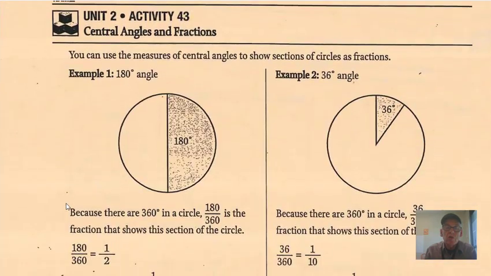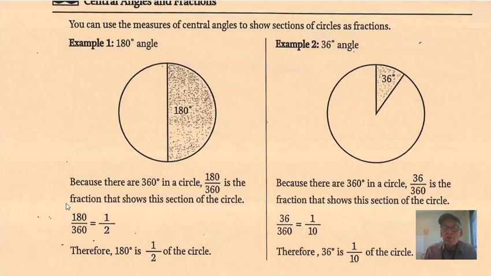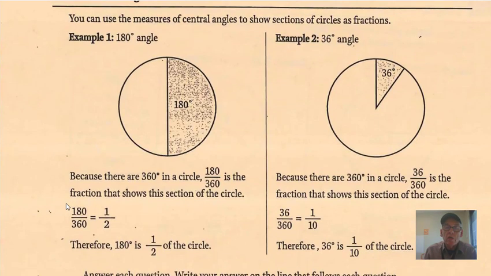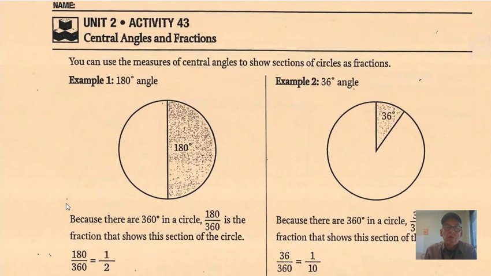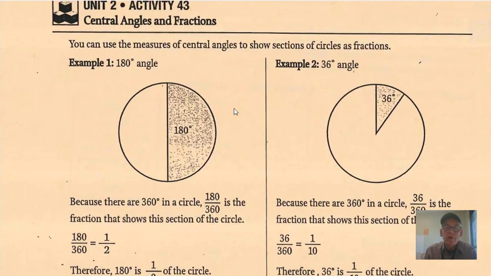Okay, so those are central angles. Now let's look at what we call areas of sectors and arc length. A 180 degree angle is half the circle. So if the circle is pi r squared, a diameter is going to cut the circle in half. We're going to have pi r squared over 2, or half the circle.